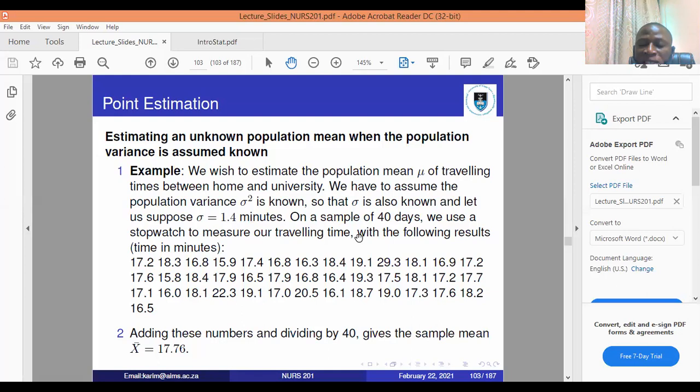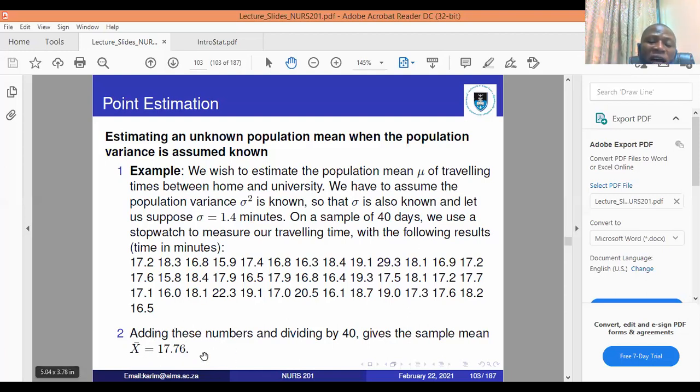So to find the mean, we sum the data values and divide by 40, just like we did when we were doing the descriptive statistics. So if we do that, the mean is going to be 17.76, approximately 18. So what this is saying is that on average, it will take you approximately 18 minutes to walk to the university. The question we are asking ourselves is, can we generalize this?